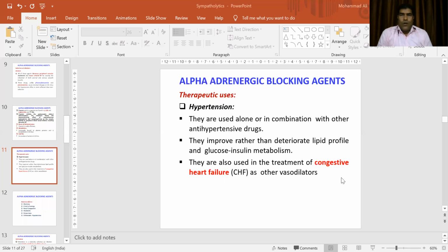The therapeutic use of alpha adrenergic blocking agents: they are mainly used for the treatment of hypertension. They are used alone or in combination with other antihypertensive drugs. They may improve rather than deteriorate lipid profile and glucose insulin metabolism. They are also used in the treatment of congestive heart failure as other vasodilators.